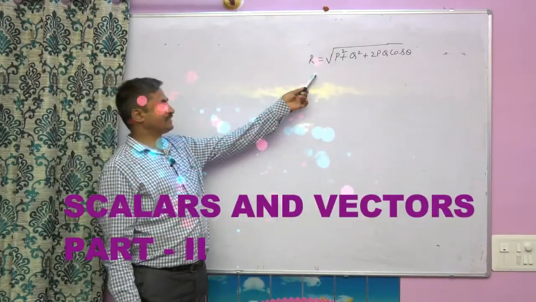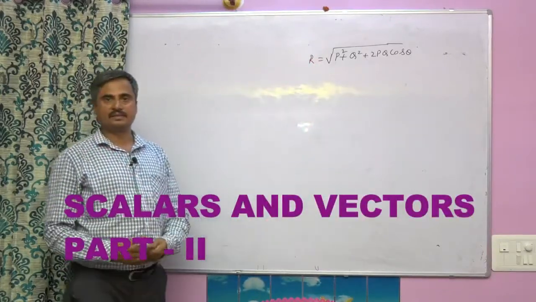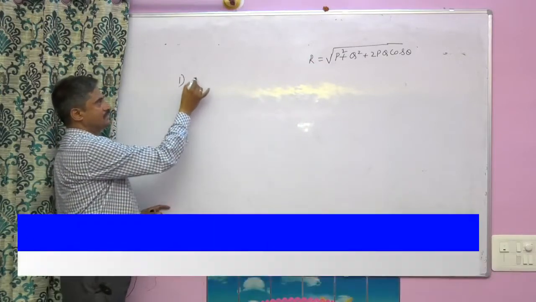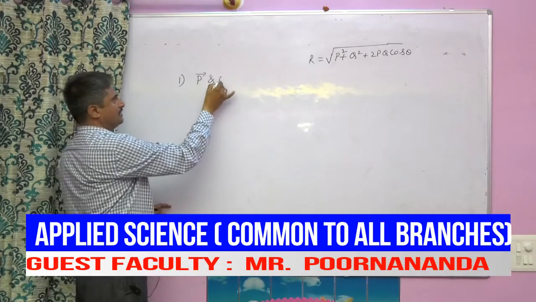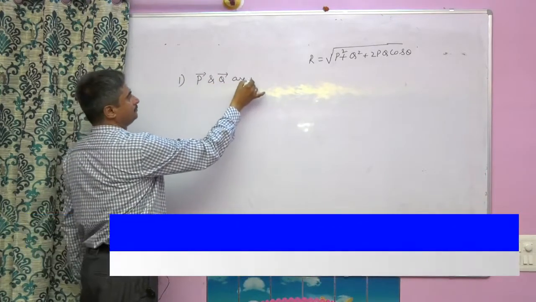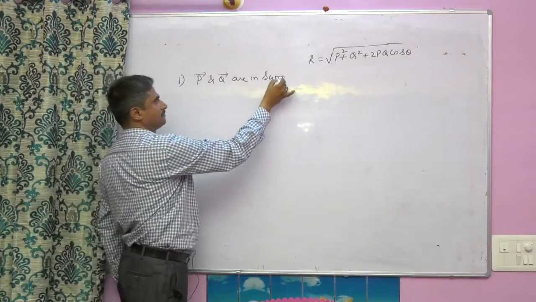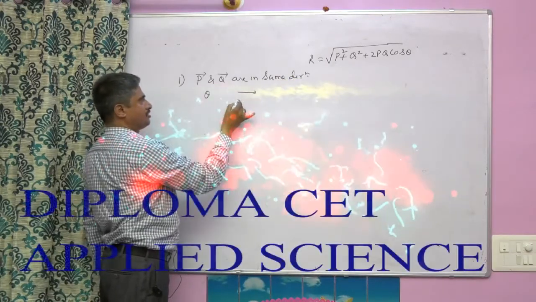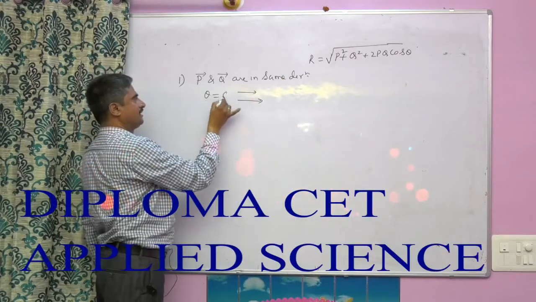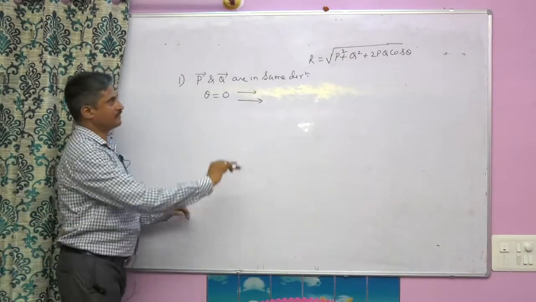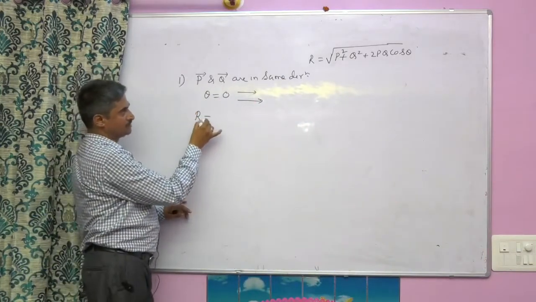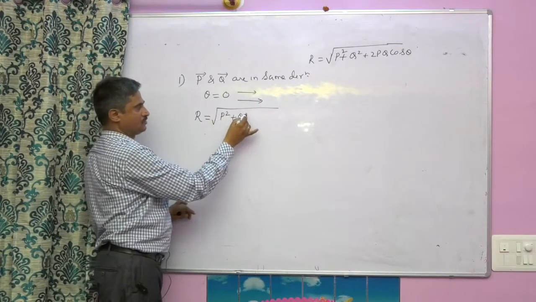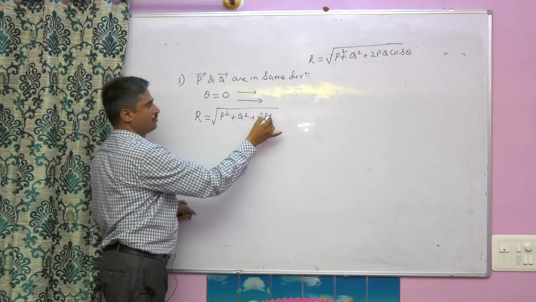We have seen the formula for the resultant of two vectors. Let's discuss different cases. The first case: P and Q are in the same direction. Same direction means theta is 0. Therefore, our formula becomes R equals square root of P square plus Q square plus 2PQ.